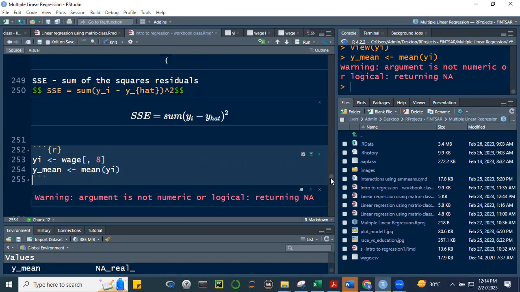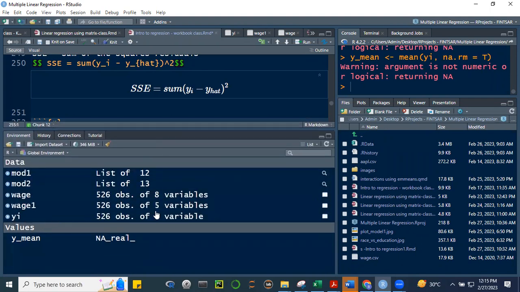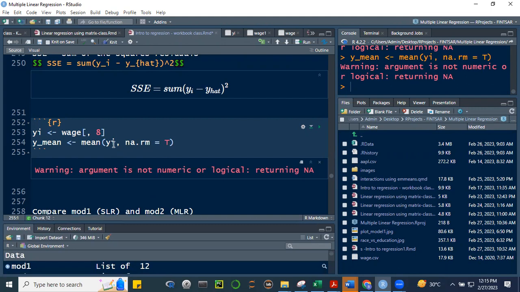May NA. May mga missing values ba tayo dito? Let me check, ha? NA. May yi na tayo. Bakit siya nag-error? Not numeric or logical. Not numeric, returning NA.